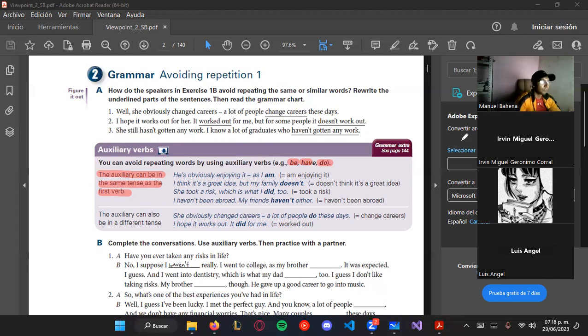Exactly, yes. So for example, here we have the first one, and let's see, Luis Angel, are you here? Yes, teacher. Okay, can you read this one, the first one? He is obviously enjoying it. As I am enjoying. As I am. Exactly. And for example, which one here, Luis? It's the first verb. The first verb.